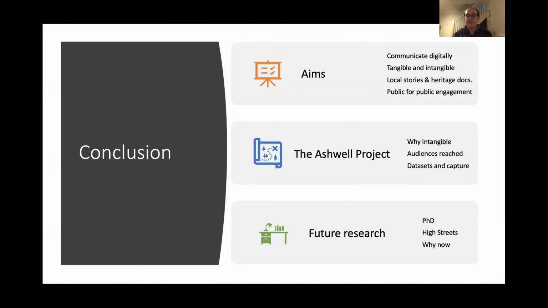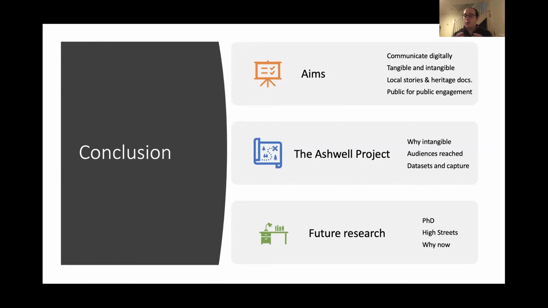So in this presentation, I talked about the aims, my case study, and future research. For the aims, I spoke about why communicating digitally is really important to make sure we can get to new audiences that we didn't already. Also how combining tangible and intangible data sets can lead to new research opportunities, but also richer data sets. And that through combining local stories and heritage documents, we can create a very unique opportunity, and that through public engagement, it's really important that we communicate that very digitally.